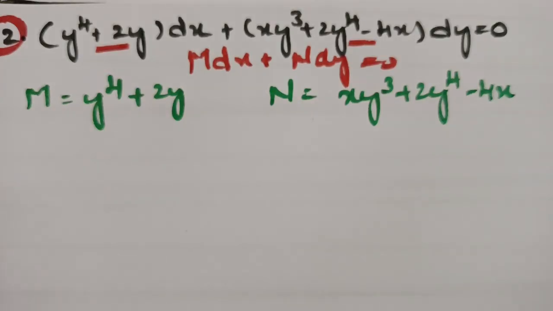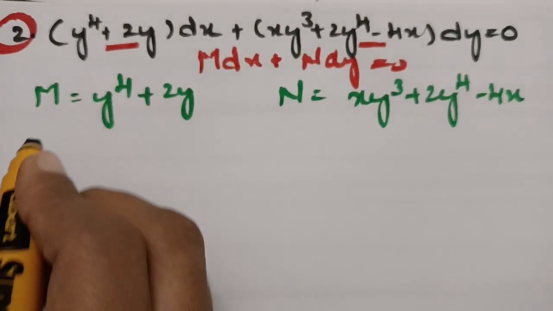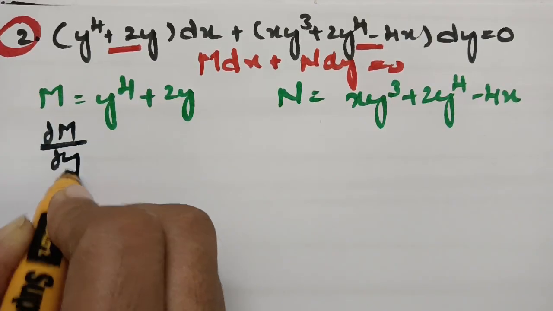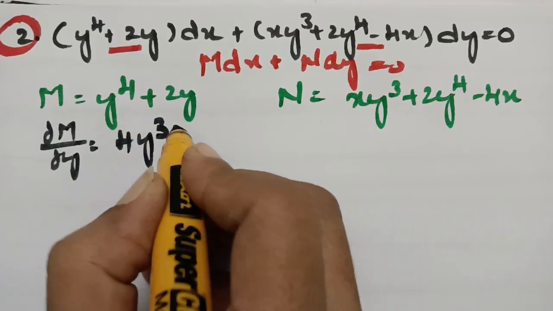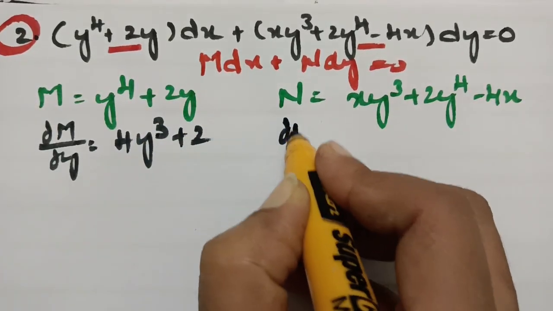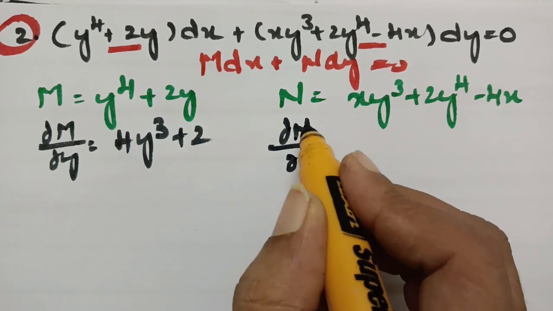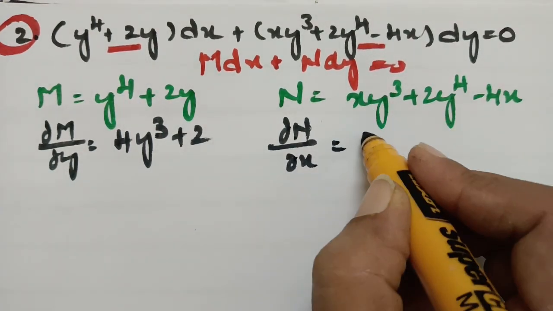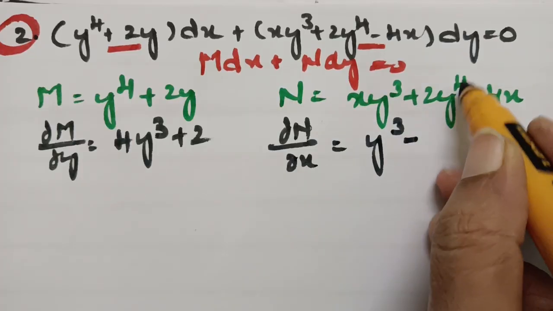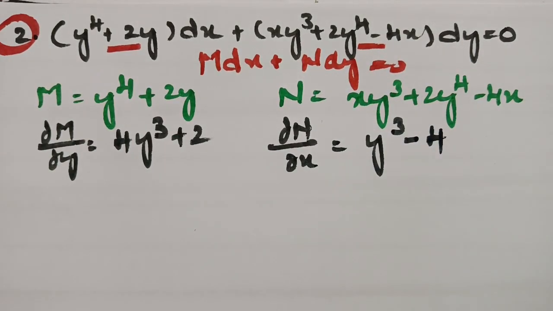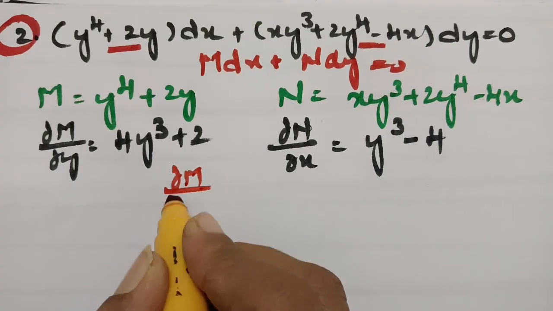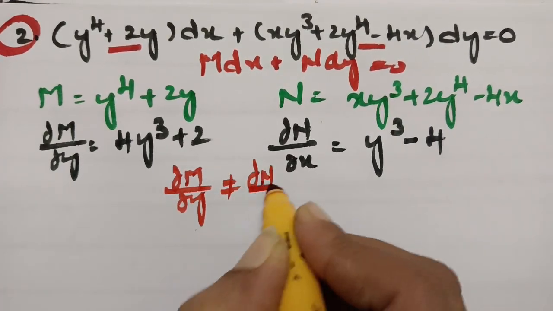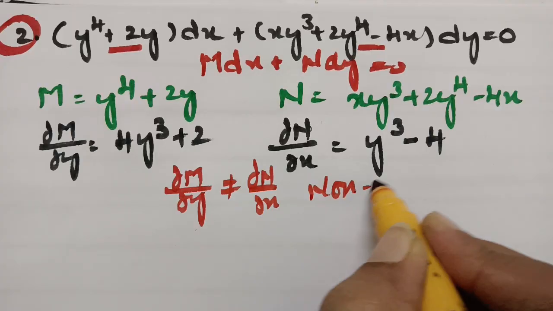If I take the derivative with respect to y for M, that is dou M by dou y is equal to 4 times y cube, and for 2y it is 2. If I take the derivative with respect to x for N, x gives 1, this is y cube, and here this value is 0, and this is minus 4. Clearly, if you observe, dou M by dou y does not equal dou N by dou x, and it is a non-exact equation.